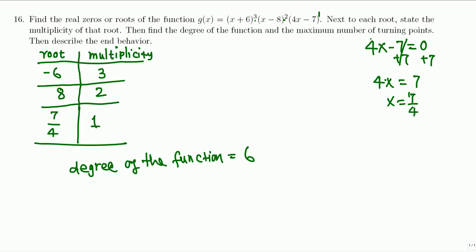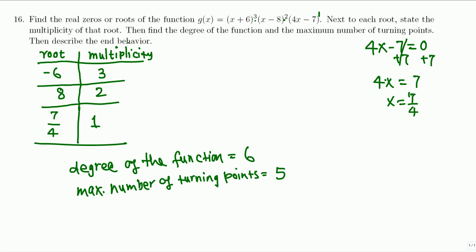And the maximum number of turning points. So when we graph a 6th degree polynomial, it can have one less. Okay, one less turning points. So 5 turning points. The maximum number of turning points is 1 fewer than the degree, so it will be 5.